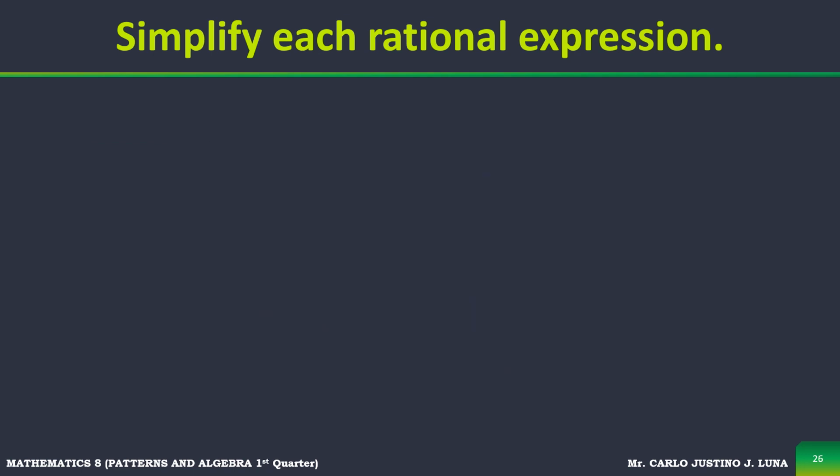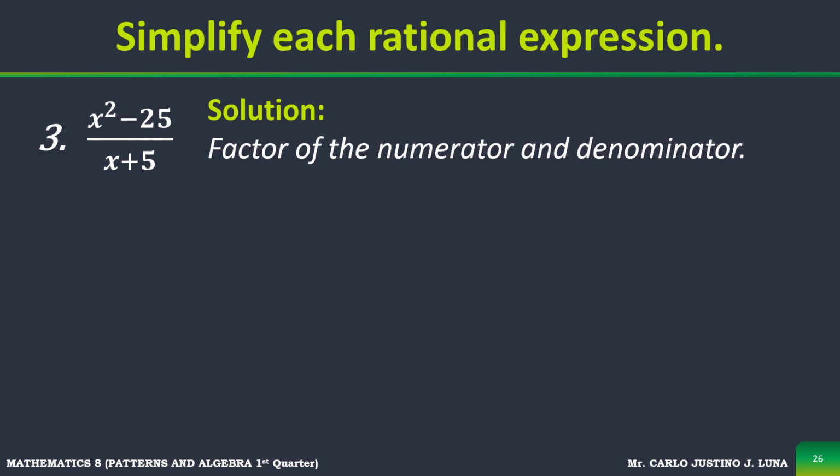Okay, let's have now number 3. X squared minus 25 over x plus 5. So again, we get the factors of the numerator and the denominator. Do you see any pattern in our numerator? What factoring technique are we going to apply? Okay, very good. Our numerator is difference of 2 squares.